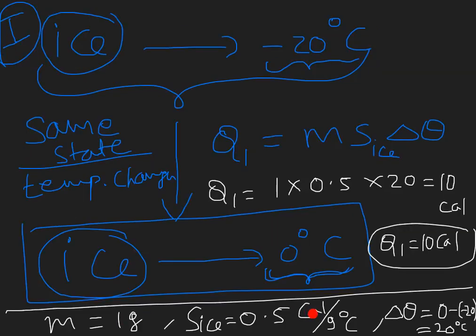Specific heat of ice is 0.5 calorie per gram degree centigrade. Temperature difference means final minus initial. 0 minus of minus 20 is 20 degrees centigrade. So mass 1 gram. Specific heat 0.5 calorie per gram per degree centigrade. Delta theta is 20. 1 into 0.5 into 20 is 10 calories. So Q1 is equal to 10 calories. I hope you are clear till here.